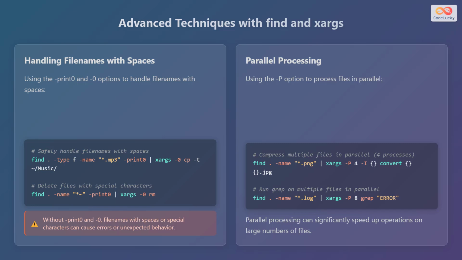You can also use the -P option to process files in parallel. The command find . -name "*.png" | xargs -P 4 -I {} convert {} {}.jpg compresses multiple PNG files in parallel using 4 processes. The command find . -name "*.log" | xargs -P 8 grep error runs grep on multiple log files in parallel using 8 processes. Parallel processing can significantly speed up operations on large numbers of files.